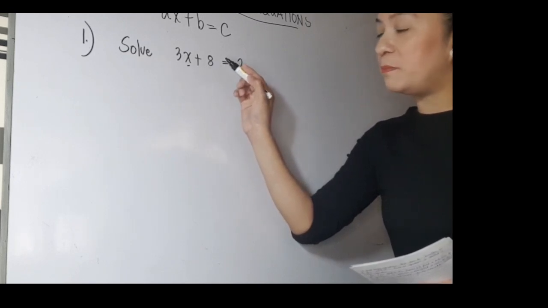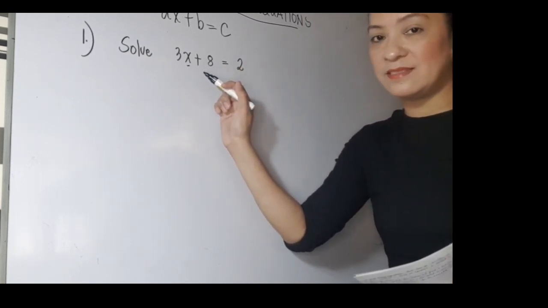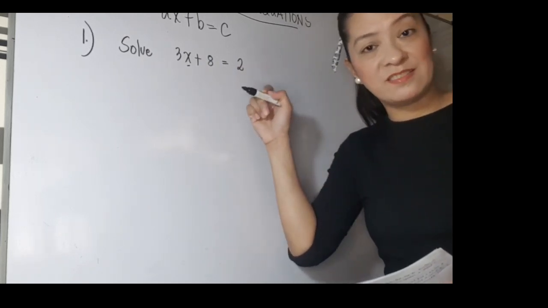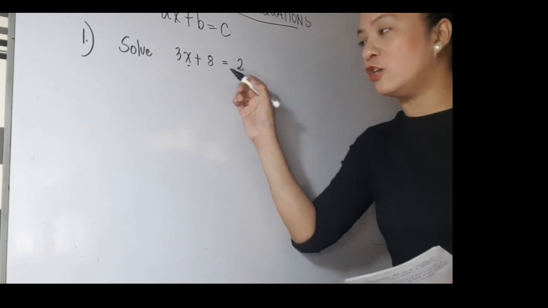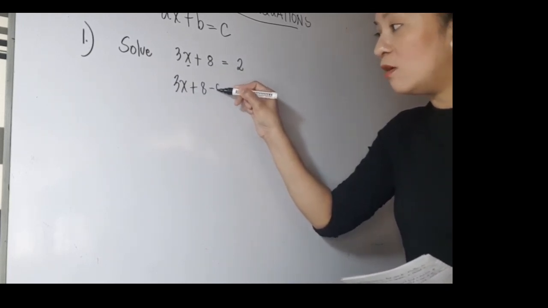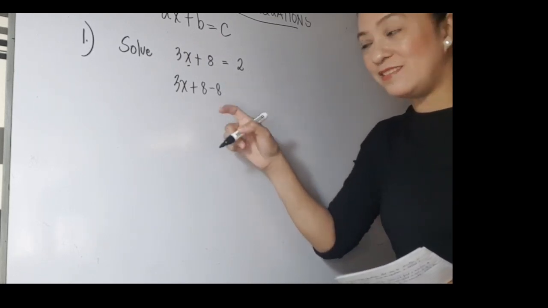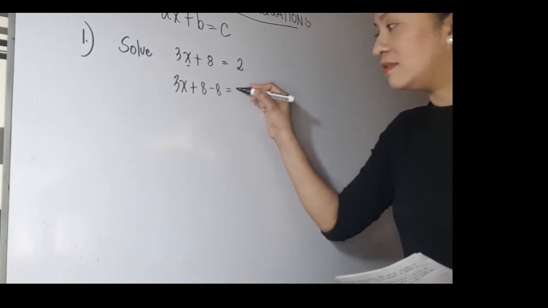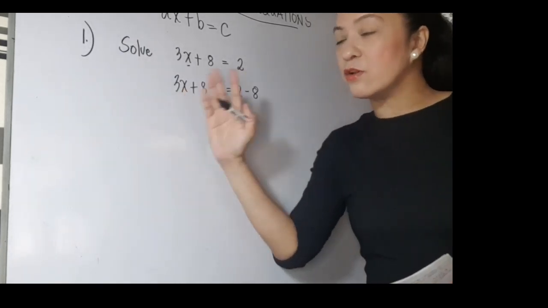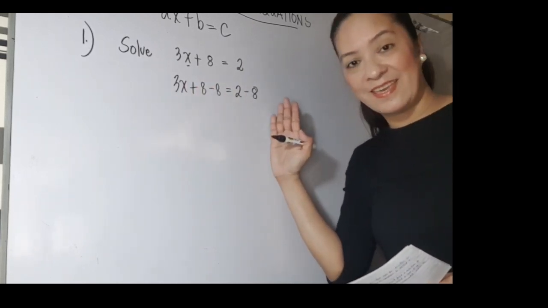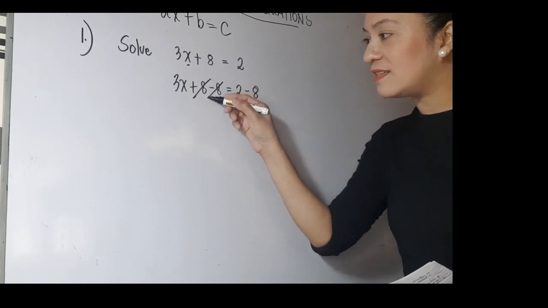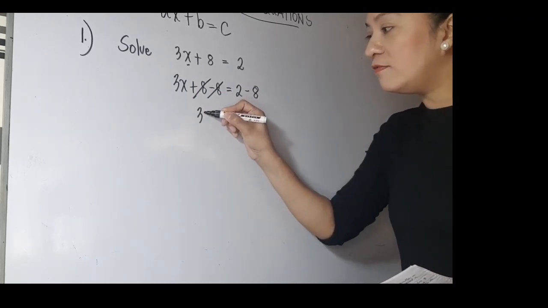So, meron siyang 3x plus 8. So, to isolate this, you are going to get the inverse of plus or addition. What's the inverse of addition? So, it's subtraction. Okay, so we have 3x plus 8 minus 8. Okay, so that's the inverse. Equals 2 minus 8. So, kung ano ginawa nyo with this side, you're going to do it to the other side. Okay? So, we have here 8 minus 8. So, that is canceled. So, we have 3x.